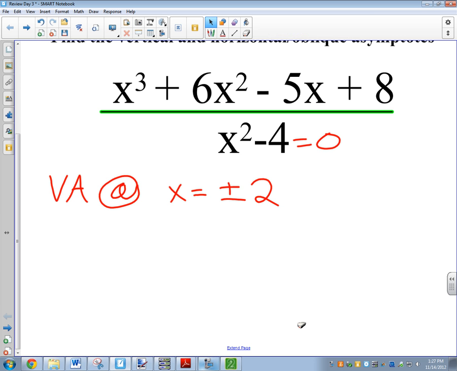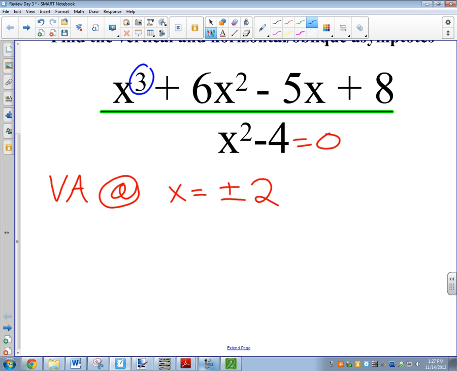Next thing I'm looking for is degree. I got to know the degree of my numerator and the degree of my denominator. So when I look at the numerator here, Shante, what's my degree going to be? My degree is 3. Why is it not 6? Because it's not factored. That's the thing we look for. If it's factored, you got parentheses, that's when you count. If it's not factored, you look for biggest exponent. So it's 3 on top.